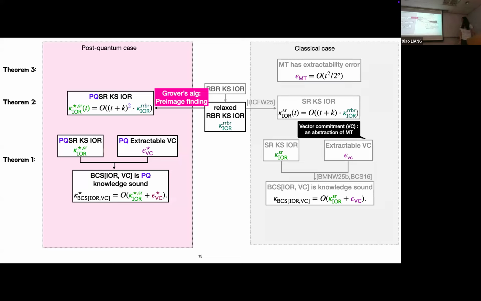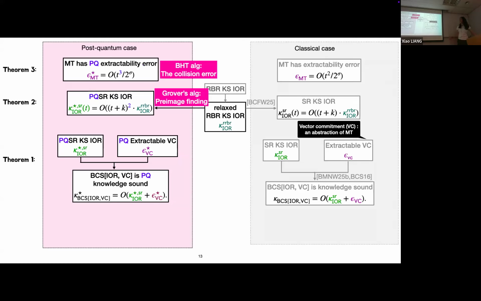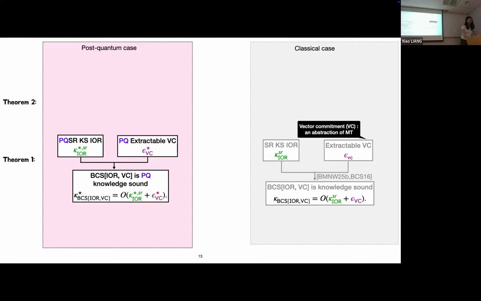And lastly, in the classical case, we know that Merkle tree has extractability error t squared over 2 to the sigma. In our case, we showed that Merkle tree has post-quantum extractability error of t cubed over 2 to the sigma. This bound matches the collision error in the BHT algorithm. But this is just the intuition about these bounds, why we think our bound is asymptotically tight.